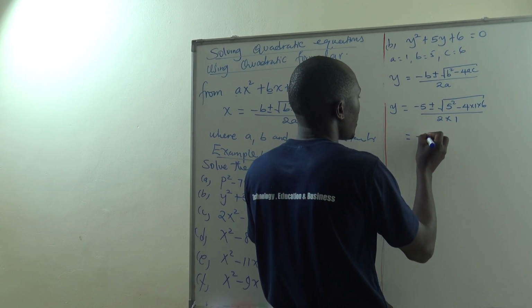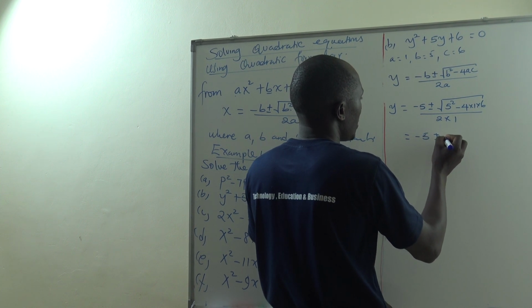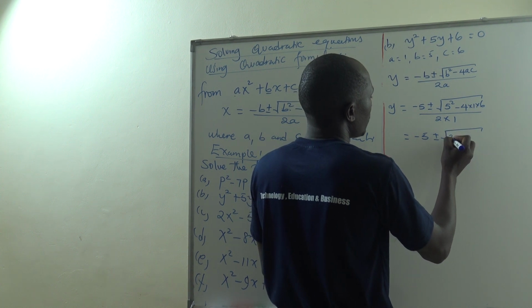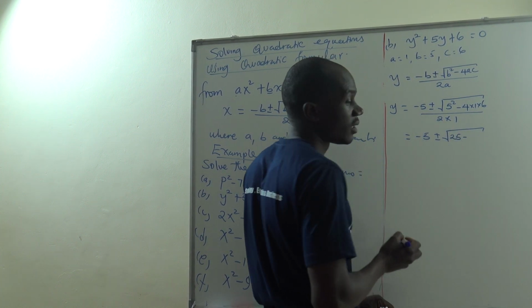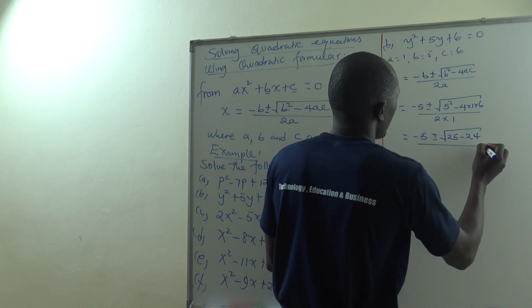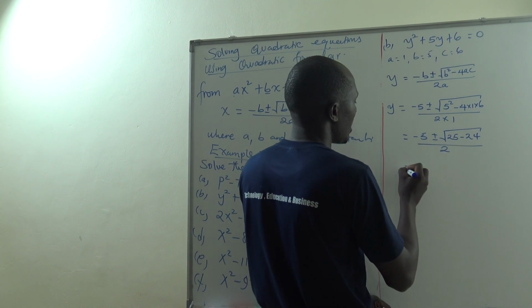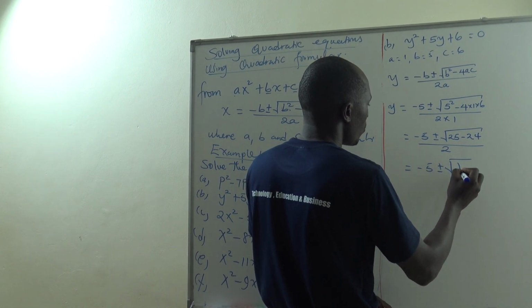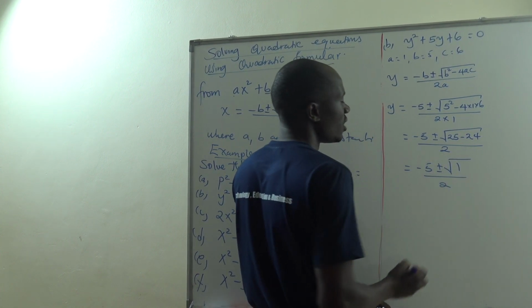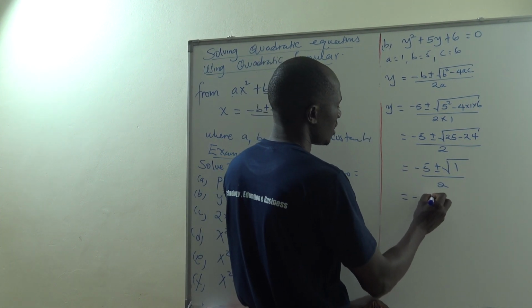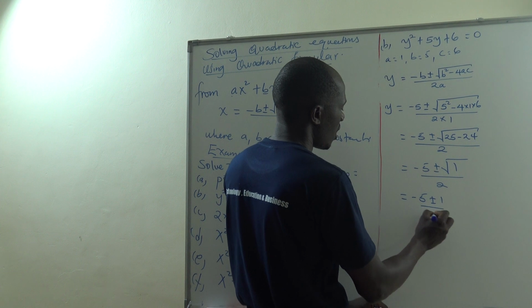We go on: negative 5 plus or minus root of 5 squared, you get 25, minus 4 times 1 times 6, you are getting 24, all over 2. This is negative 5 plus or minus root of 1, all over 2. The square root of 1 remains 1. So this is negative 5 plus or minus 1, all over 2.